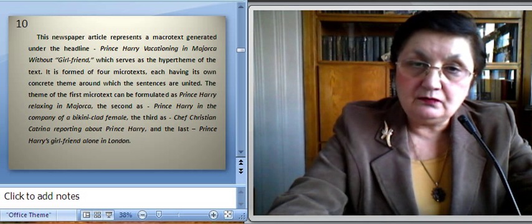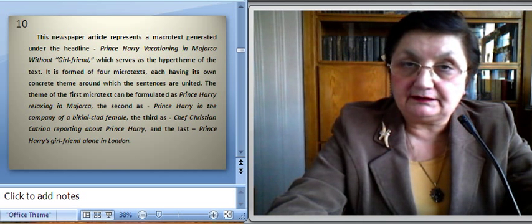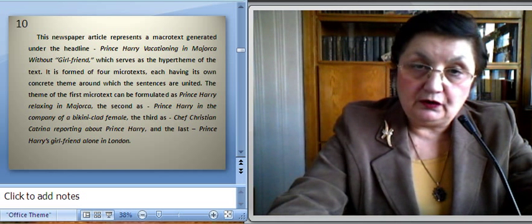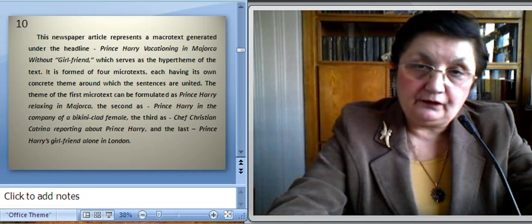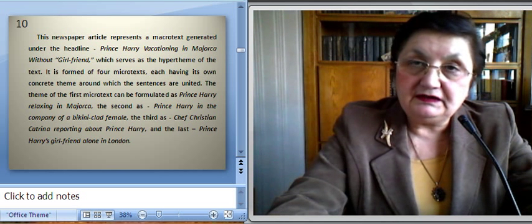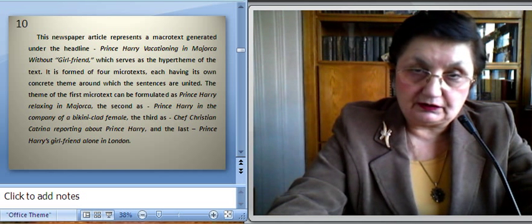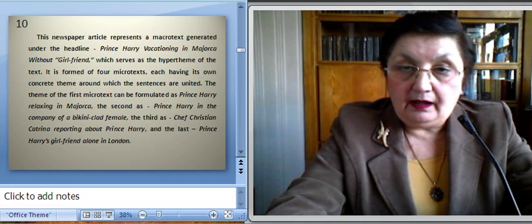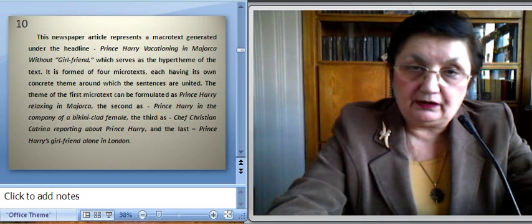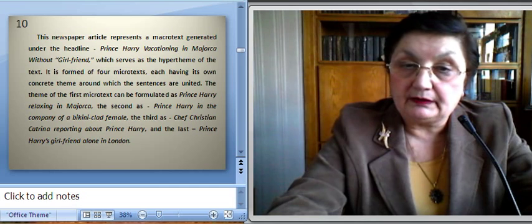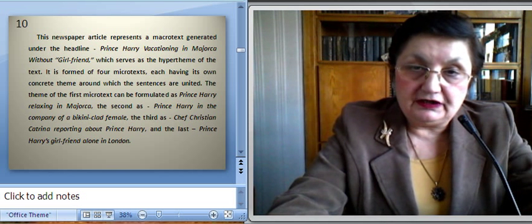The theme of the first microtext can be formulated as "Prince Harry relaxing in Mallorca." The second as "Prince Harry in the company of a bikini-clad female." The third as "Chef Christian Katrina reporting about Prince Harry." And the last as "Prince Harry's girlfriend alone in London."